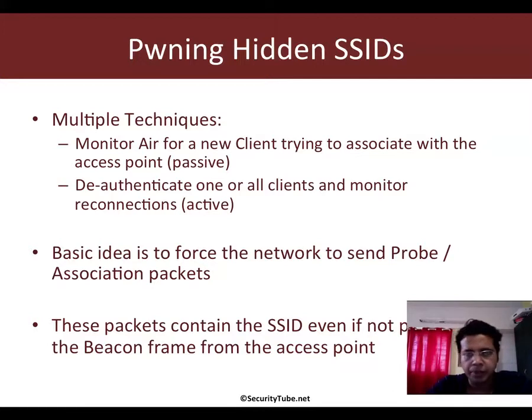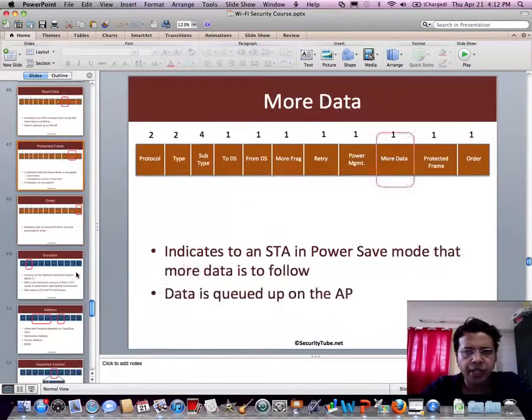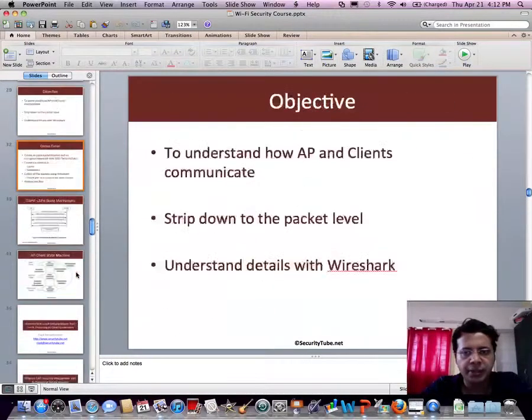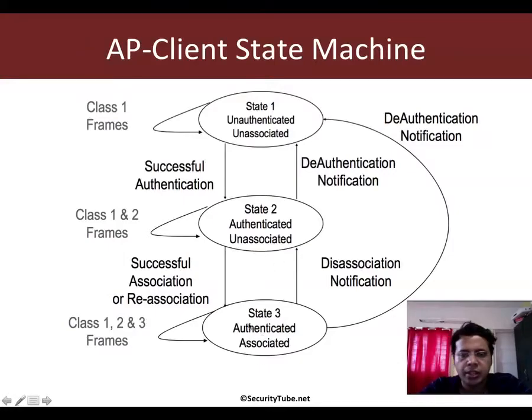Now the question arises, how will you be able to break the connection between all these clients and the access point? Interestingly, if you remember the state machine which we learned right in the beginning, we can quickly go to that specific slide. Here we are. If you remember, what we had said was that if a client is in the authenticated and associated state, then if we send a deauthentication notification, it will go back to state 1, which is unauthenticated and unassociated, and once again the client will try to associate with the access point, right?